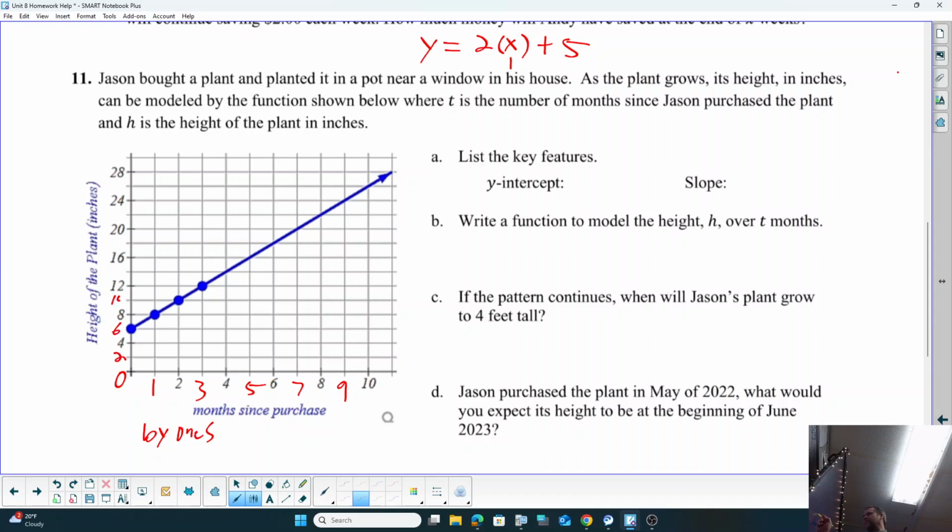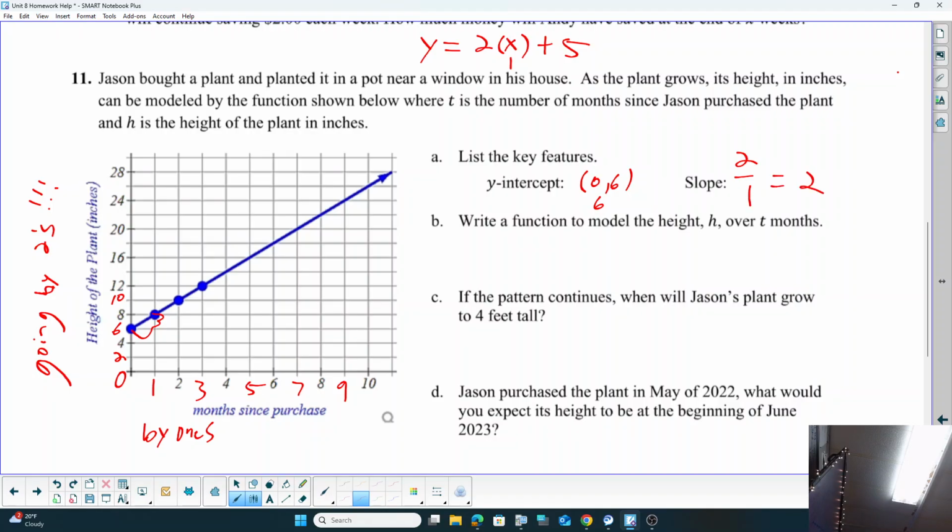2, 4, 6, 8, 10. Going by 2s. Okay, so the y-intercept is at 6. So the y-intercept is at 0, 6, or 6. And then the slope, what's the slope? So over 1 up 2, looks like. Yeah, up 2 over 1 is looking like there. Up 2 over 1. Nice, which is just 2.